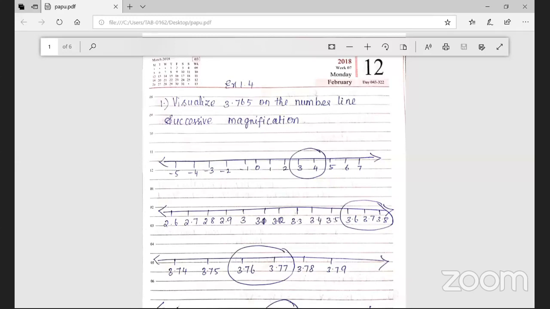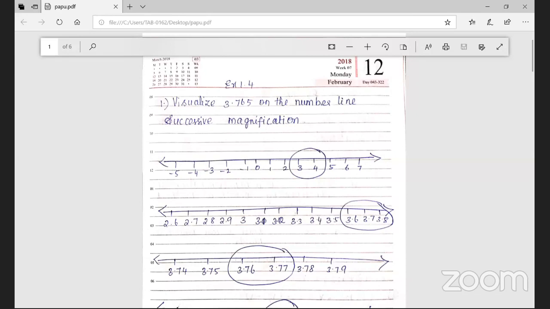Now Lohit, I'm unmuting you. Lohit, are you here? Okay, Mehak, I'm unmuting you. Mehak, are you there? Yes, Mehak.